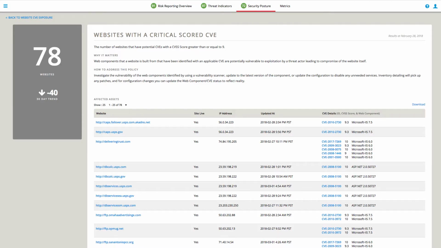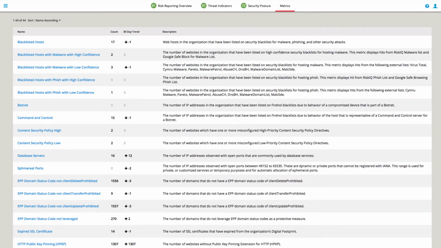Here's a breakdown of how the risk reporting score is determined. The building block of a risk reporting score is a metric. An example of a metric could be all websites with a critically scored CVE. Metrics measure the raw quantity of a policy violation, vulnerability, configuration, exposure of service or administrative complexity, and a digital footprint of externally facing assets. RiskIQ utilizes over 40 different metrics when calculating an organization's risk reporting score.